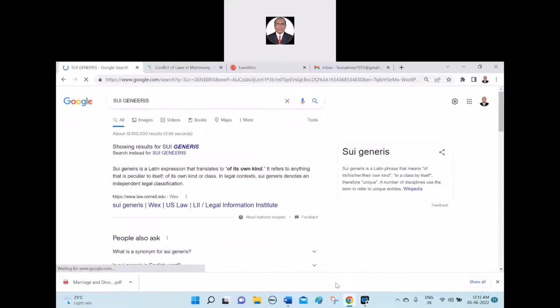Sui generis meaning, read what is there. Sui generis is a Latin expression that translates to of its own kind. It refers to anything that is peculiar to itself, of its own kind or class. In a legal context, sui generis denotes an independent legal classification, having its own way of dealing. So that is called sui generis.